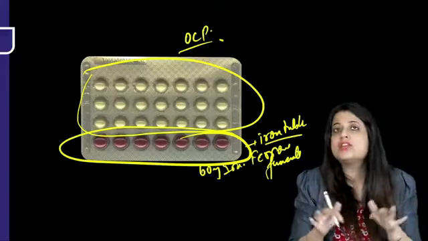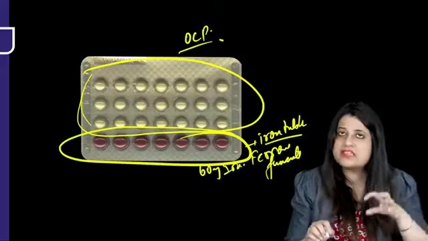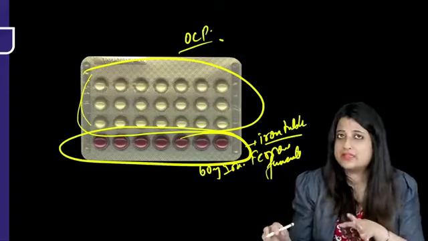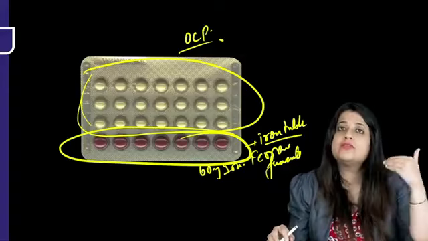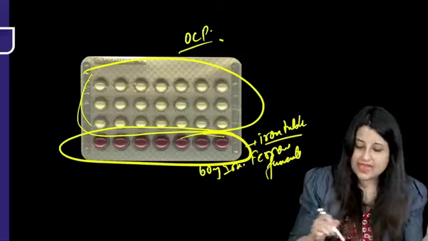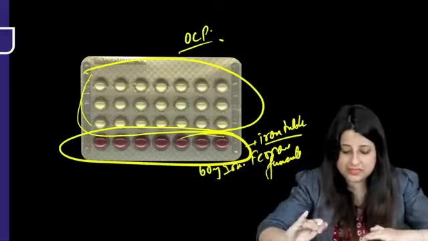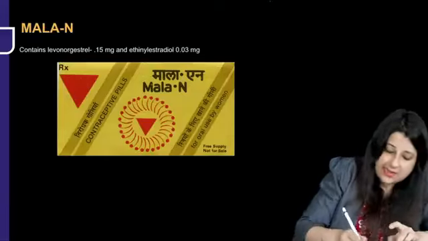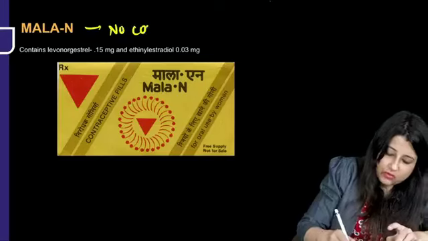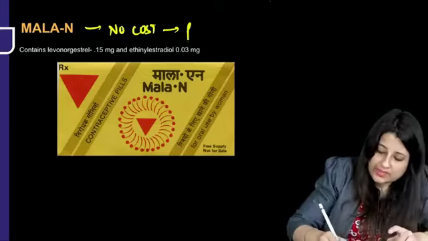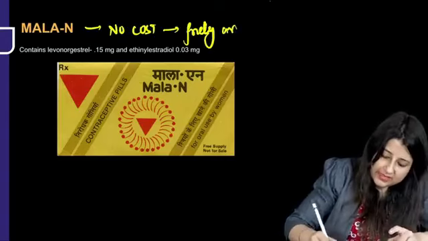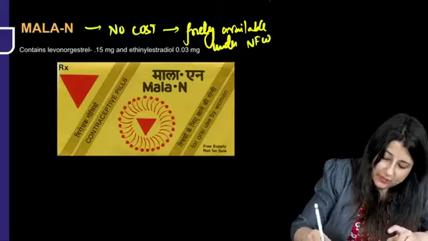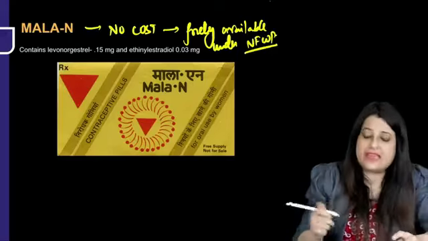OCPs are started from the first day of the periods and then taken for 3 weeks. In the last week, so that she doesn't forget to take the medicine, we've added iron tablets to continue with the cycle. Now we all know it is of 2 types, Mala N and Mala D. Mala N stands for no cost. No cost means this is freely available under our National Family Welfare Program.